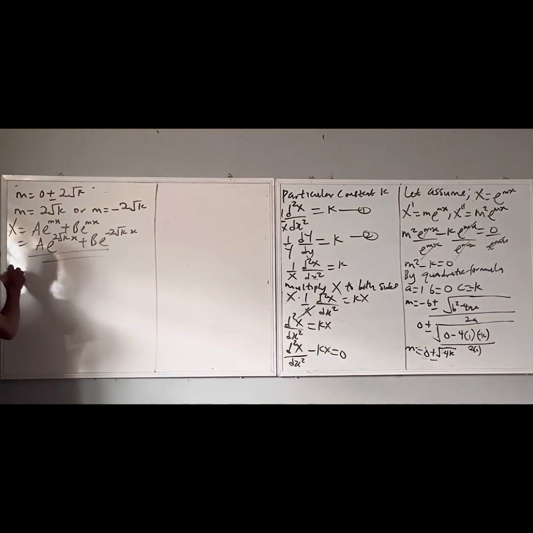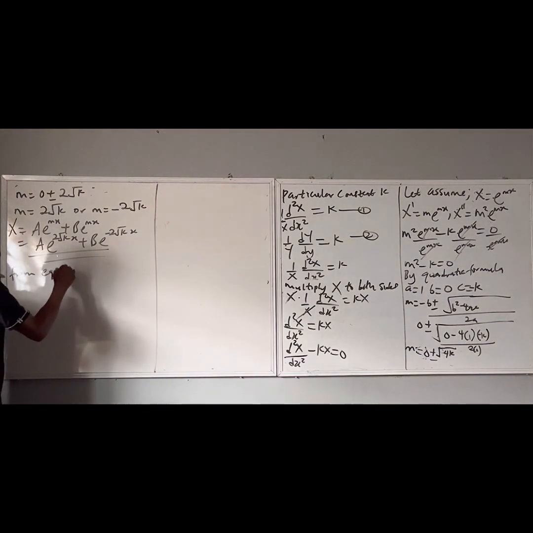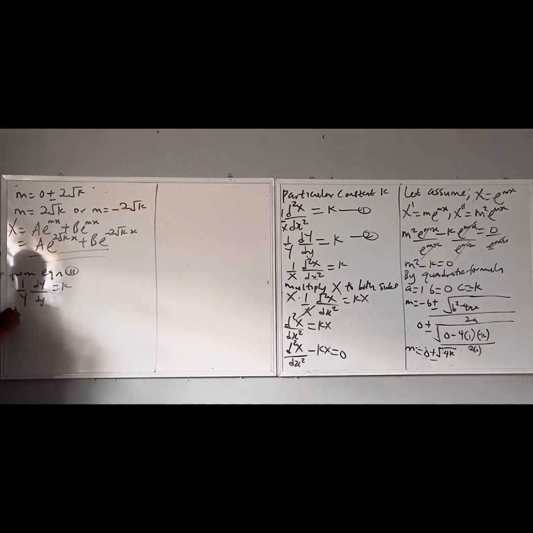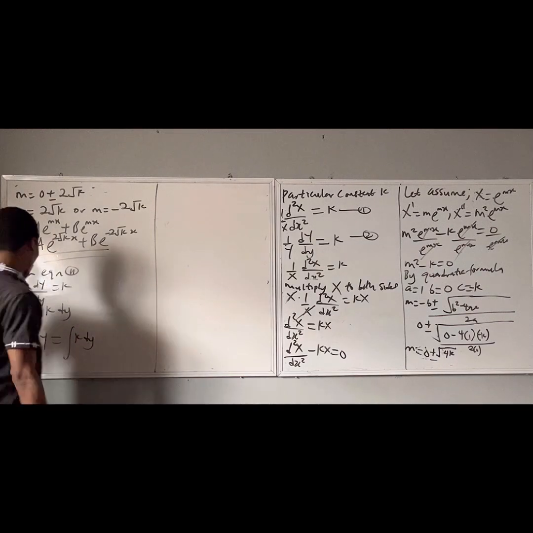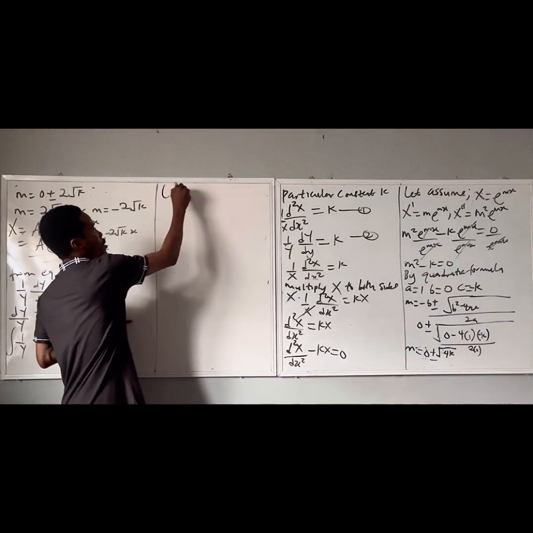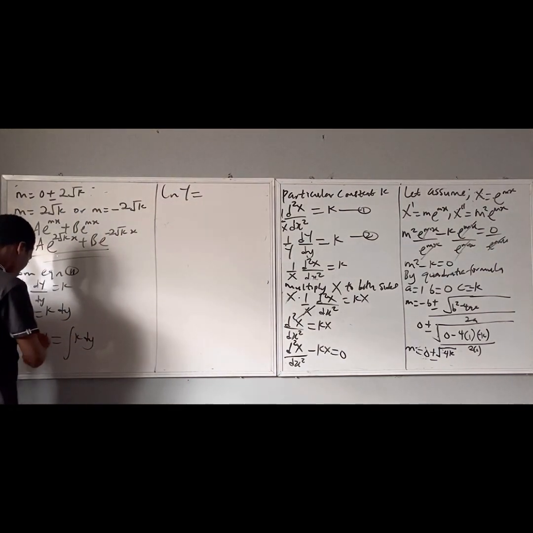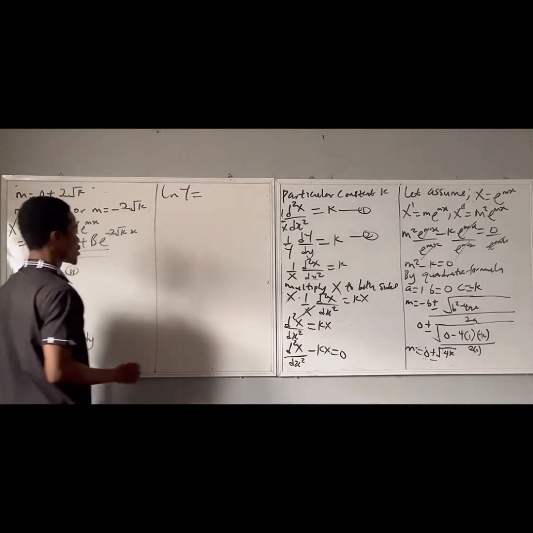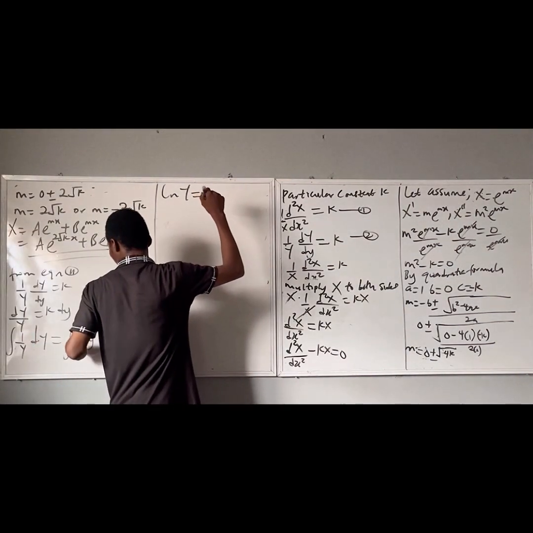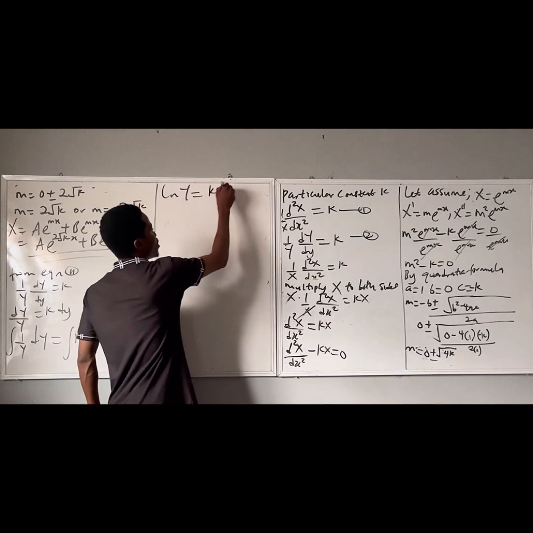This is my y already, equation 2. So from equation 2, I'm going to have 1 over y dy over dy is equal to k. If I cross multiply, I'm going to have dy all over y, then k dy. If I now integrate, 1 over y dy, then k dy. If I integrate 1 over y, I'm going to have ln y. Ln y is equal to, if I integrate a constant with respect to y, the integral of k dy, I'm going to have ky plus c.